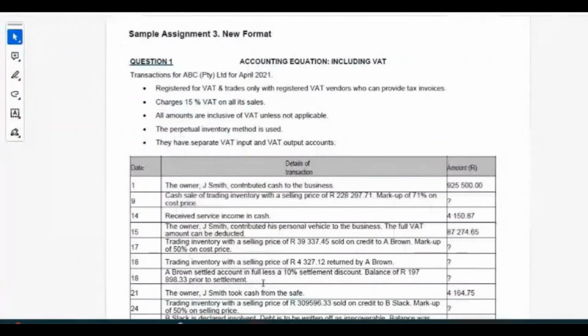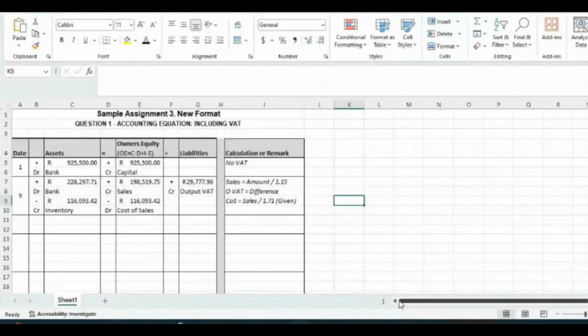And this is the way you do it. You do a transaction by transaction. You received service income in cash. Now, service income is, of course, a standard VAT item. So we know that there is going to be VAT payable on this for 150. Okay. So once again, if we receive money for service income, identify the date first. Once again, it is going to be our bank account that is going to increase, and they gave us the full amount.